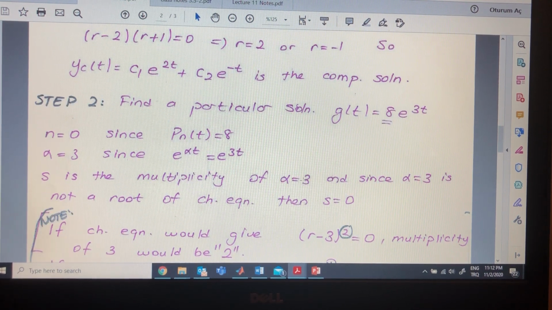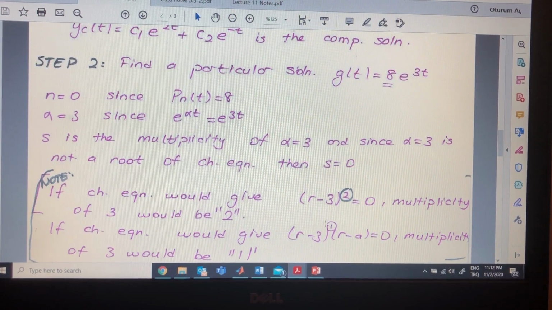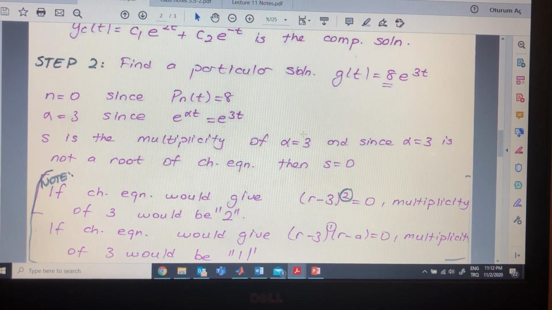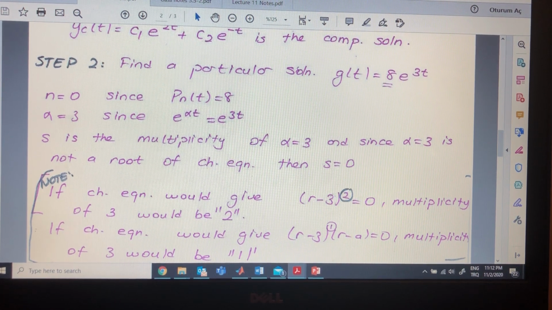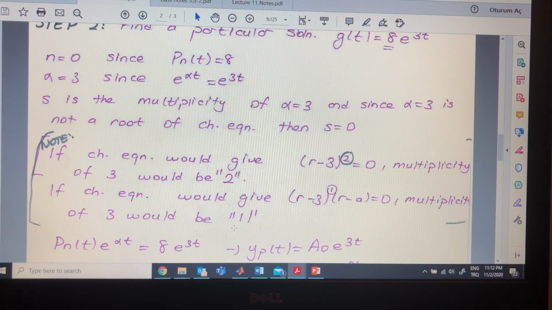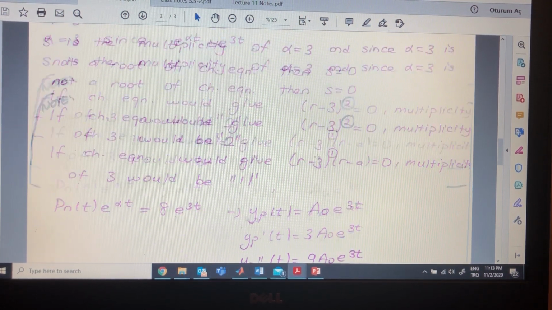S is the multiplicity of 3, and since 3 is not a root of the characteristic equation, S is 0. Now I just gave a note here: if this characteristic equation were (r minus 3) squared, 3 is coming twice, S would be 2. If that were (r minus 3) times something, 3 would come once and S would be 1. But since there is no 3 coming as the characteristic equation's root, S is 0, okay?